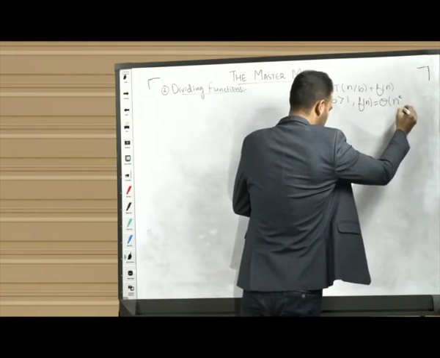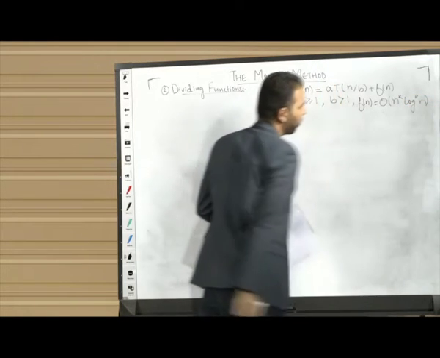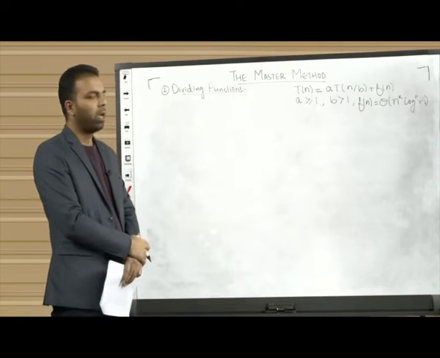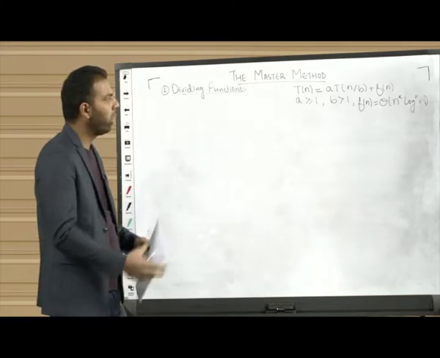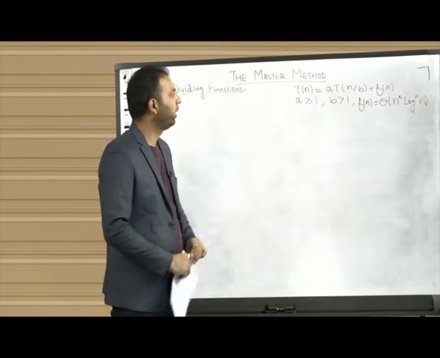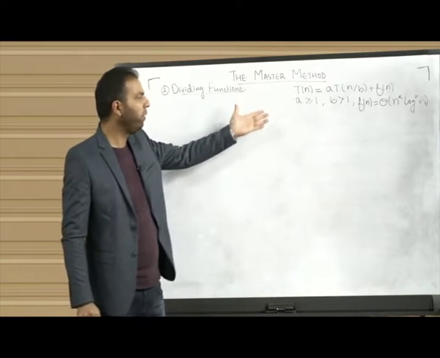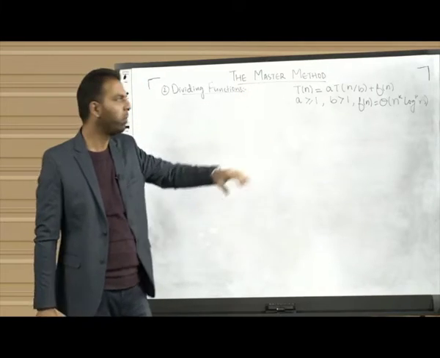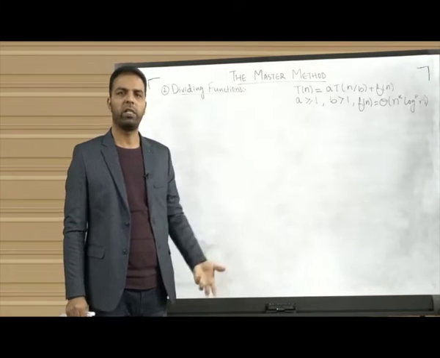n raised to the power k, log n raised to the power p. Okay? So first of all, let us try to comprehend what this means. So what it means is that we are having a problem of size n. So what we do in dividing functions is that we divide this problem of size n into sub-problems, each of size n by b, and we solve them recursively till we get the result.